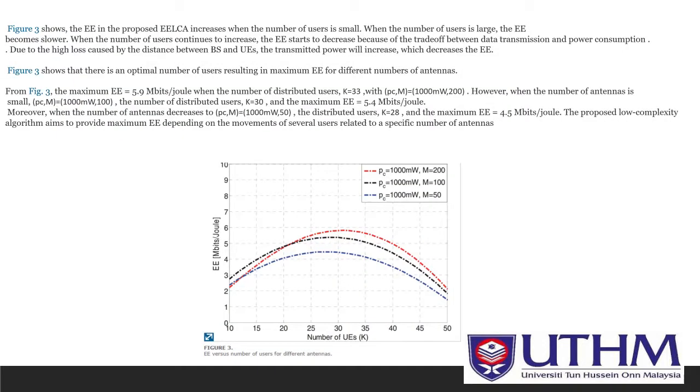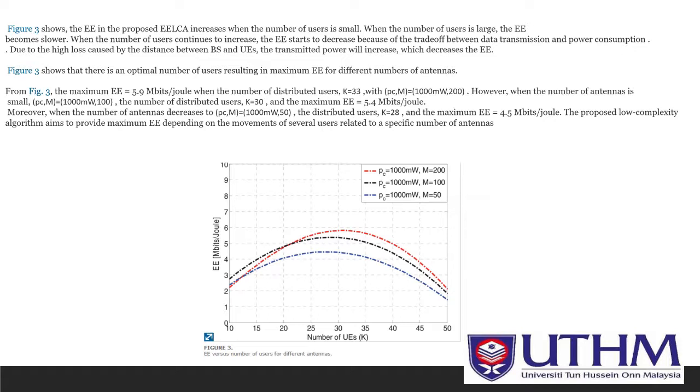The EE starts decreasing and becomes saturated depending on the number of distributed users and sufficient transmitted power to every user. Okay, and this one is Figure 3. Figure 3 shows the EE in the proposed EELCA increases when the number of users is small. When the number of users is large, the EE becomes slower. When the number of users continues to increase, the EE starts to decrease because of the trade-off between data transmission and power consumption. Due to the high loss caused by the distance between the BS and UEs, the transmitted power will increase, which decreases the EE.